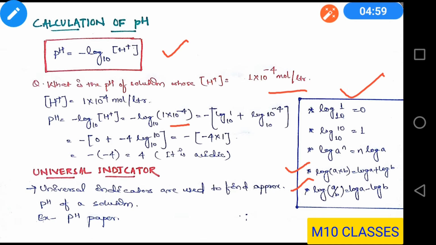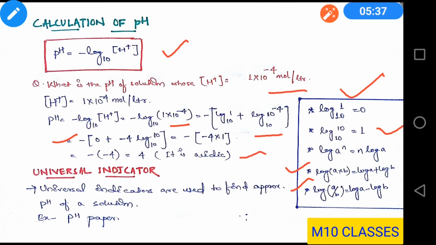That means it will be minus log 1 base 10 plus log 10 to the power minus 4 base 10. Now here, in 10 to the power minus 4, the power will come out. So here log 1 base 10 is 0. So put the values here. It will be 0 plus minus 4 log 10 base 10. Again log 10 base 10 is 1. Now put the values. You'll get minus whole into minus 4. The answer will be 4. Now if pH equals 4, it will lie between 0 to 7. So it is acidic in nature.